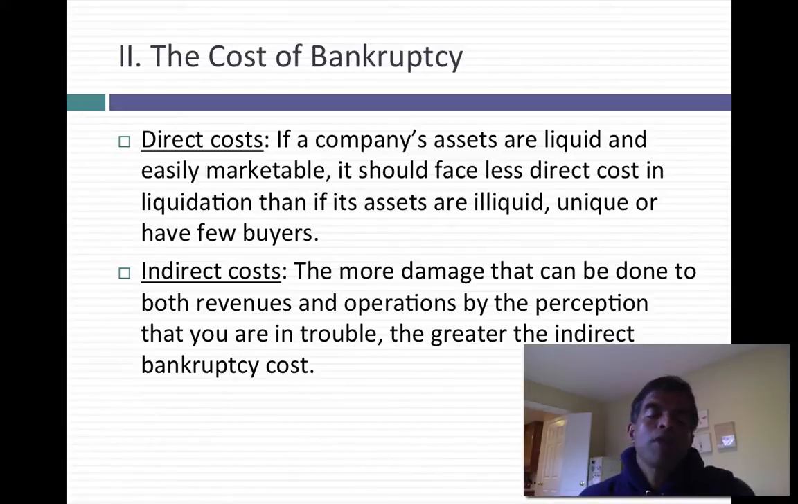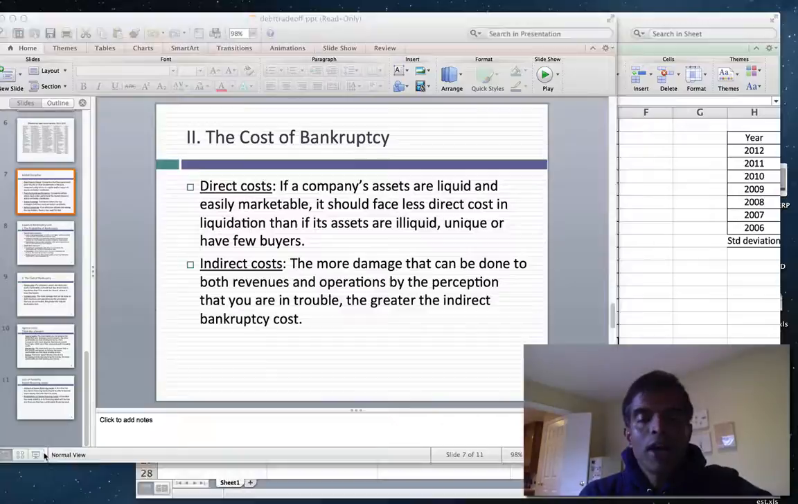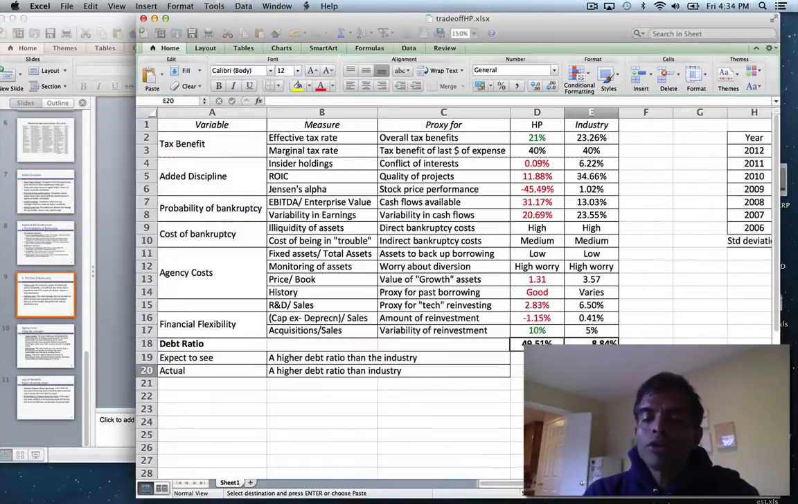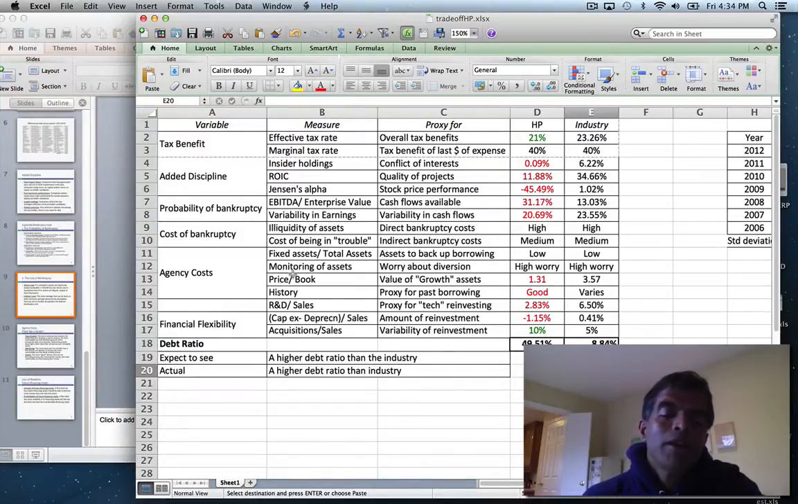So those are the indirect costs you've got to build into the process. So let's again look at HP to see how it measures up on those issues. If you look at the probability of bankruptcy, I looked at two variables. I looked at how much cash they had by looking at their EBITDA, earnings before interest, taxes, depreciation, and amortization, as a percentage of their market value of operating assets, enterprise value. That gives you a measure of how much cash the company has available.